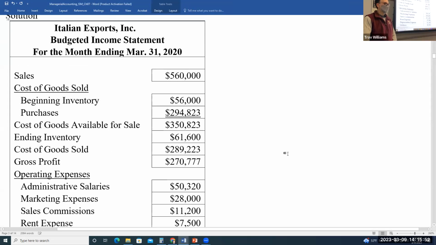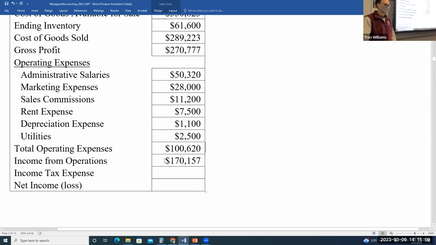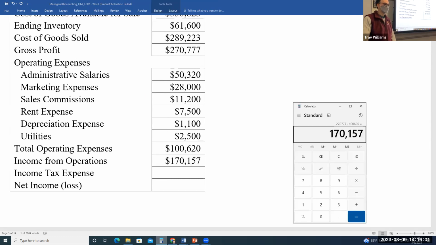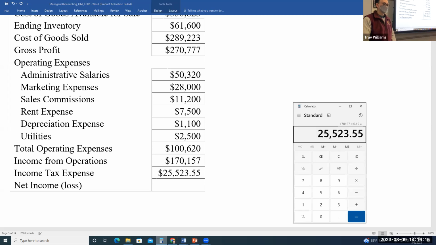And then it says income taxes are 15% of income before taxes. 15% of the number we just calculated. So that's 25,523.55. I think in this one, they do not round off. And so if we subtract that, you get 144,633.45.